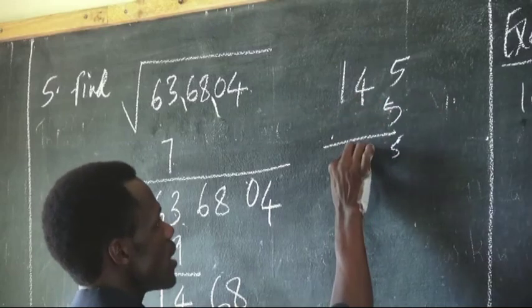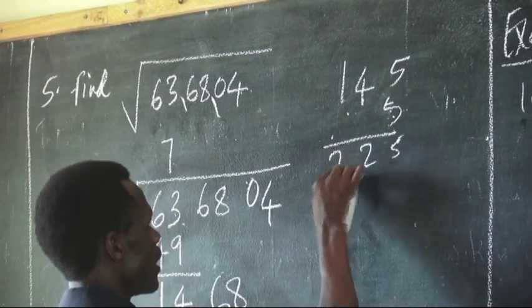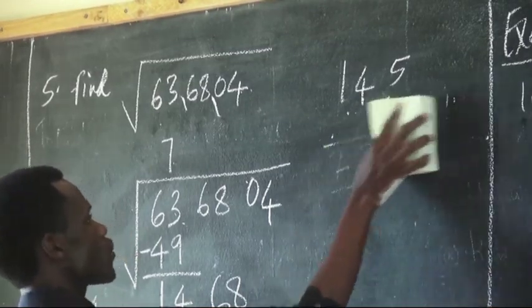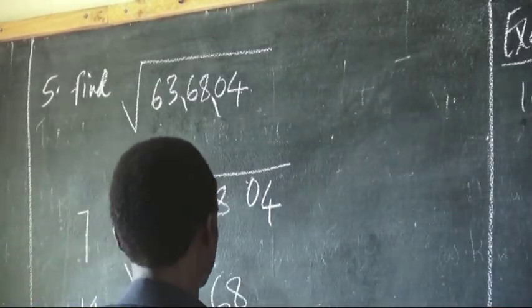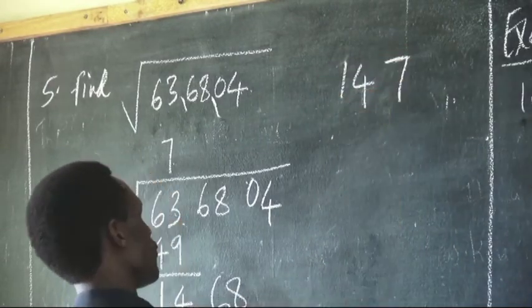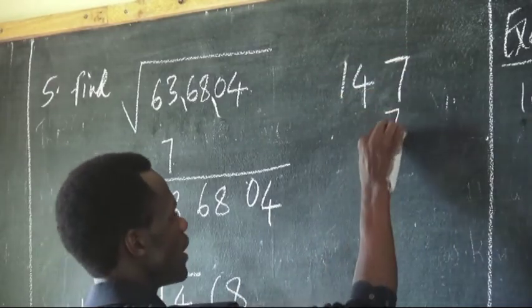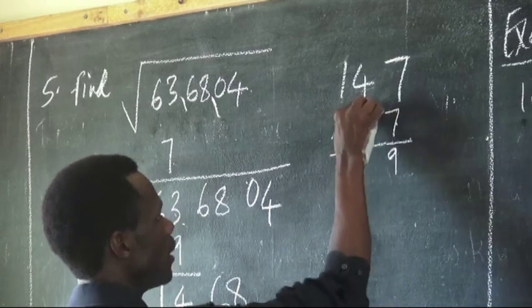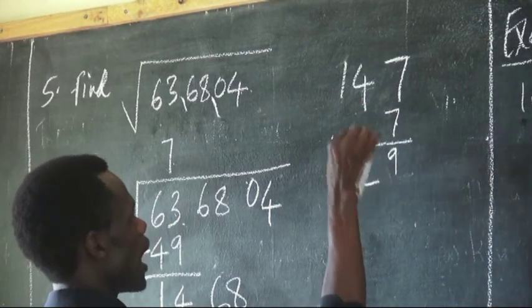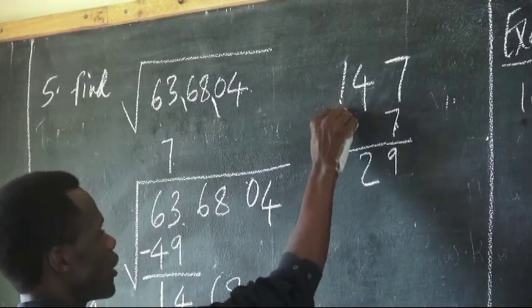Then here it is 22. Now it is 725. So this is not. Now let us do by 7. 147 times 7. 49. Here it is 28. Plus 2, it is 32. Now this is 97 plus 3.